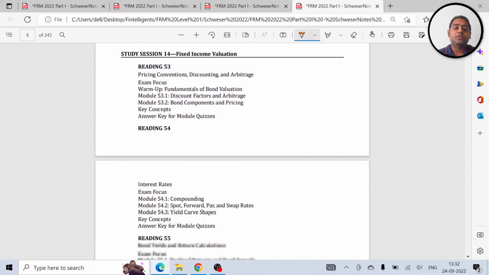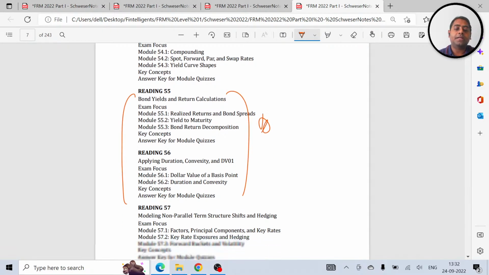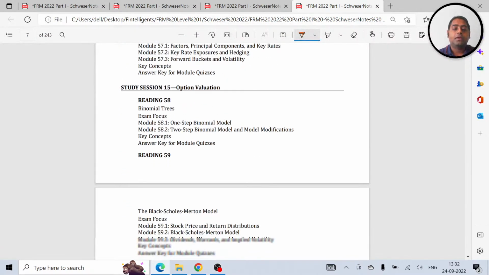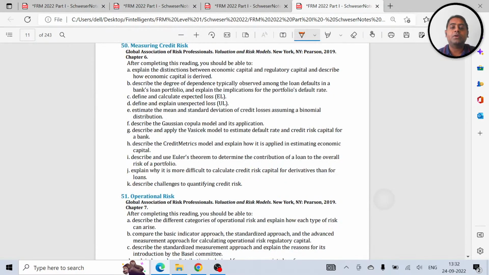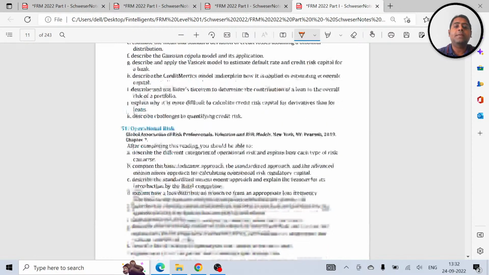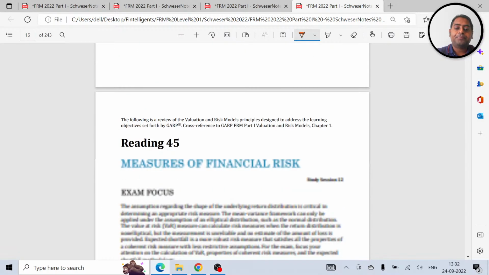Pricing convention is okay, interest rate is okay. These two chapters you can focus on, marking it a star. Binomial tree and option Greek you can focus. I'll go towards each of the sections now, talking about each chapter, which section I feel is important.